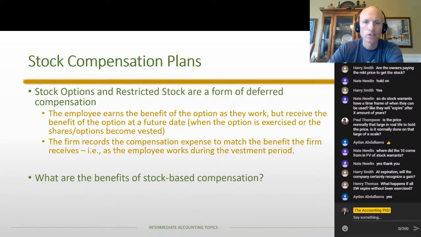What are the benefits of stock-based compensation? The big one is the firm saves cash. If you think about it, as a company, I can say, well, here's some shares of stock, but if I don't give you shares of stock, I've got to give you something, and that would be cash. And so it does free up cash.